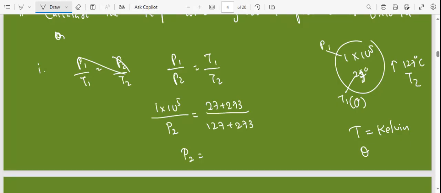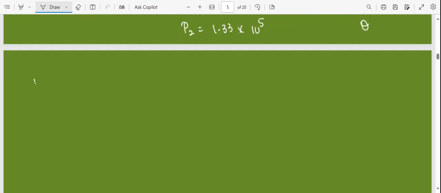Right? Tell me the answer. Okay, so then 1.33, 1.3 into 10 to the power 5, right? Okay, so second part, now what is happening? Again, the same initial pressure, right? So 1 into 10 to the power 5 is the room pressure, the initial pressure.